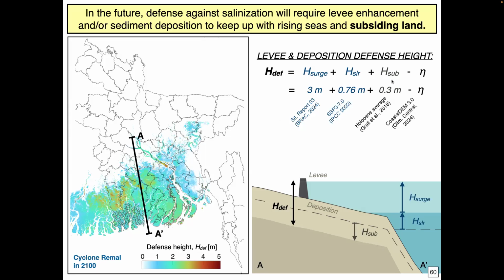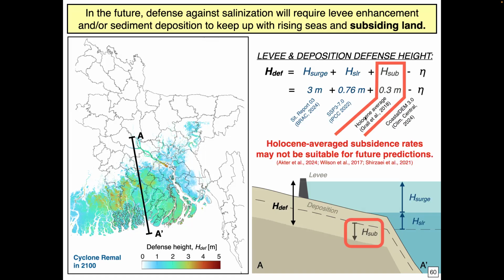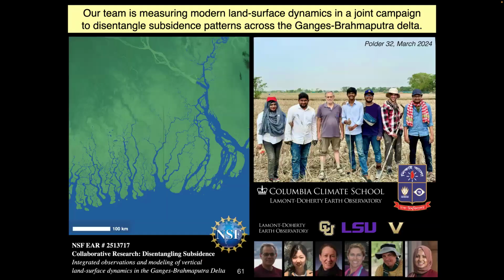But I pulled a fast one on you here, which is when I plugged in the values for the subsidence. Here I just used the Holocene average subsidence rates, which we're understanding now are not really suitable for making future predictions. So that's where we come in. Our team is measuring modern land surface dynamics in this joint campaign to disentangle the patterns of subsidence across the Ganges-Brahmaputra Delta, with folks from universities in Bangladesh as well as the US, and we're using a bunch of different techniques.